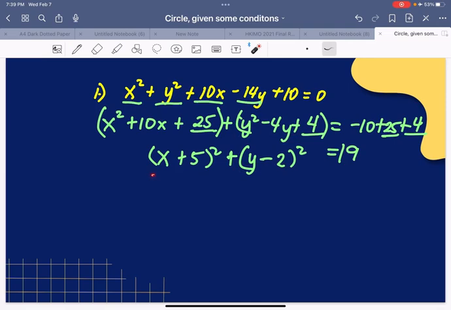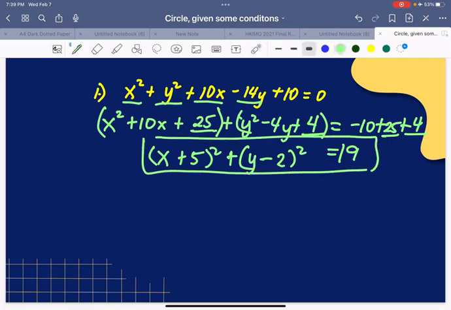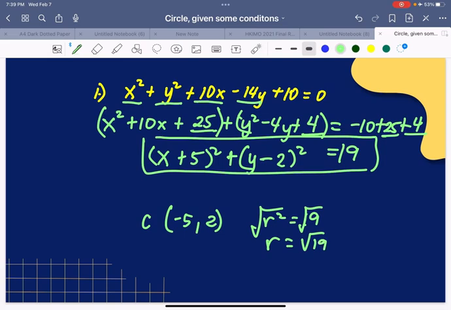So, x plus 5 quantity squared plus y minus 2 quantity squared is equal to 19. So, kung i-determine natin yung center and radius, okay, center is negative 5, 2, and the radius, r squared is equal to 19. So, square root both sides, r is equal to square root of 19.